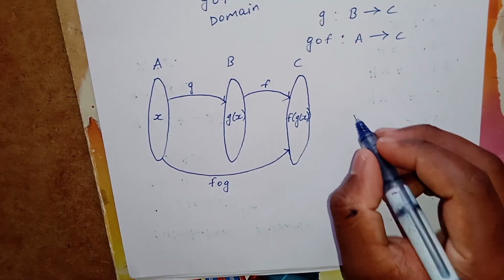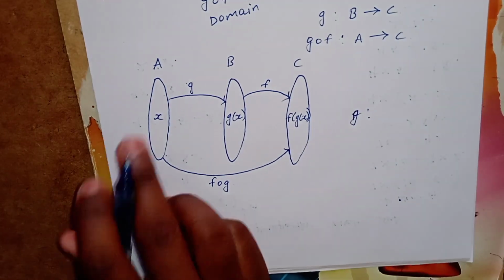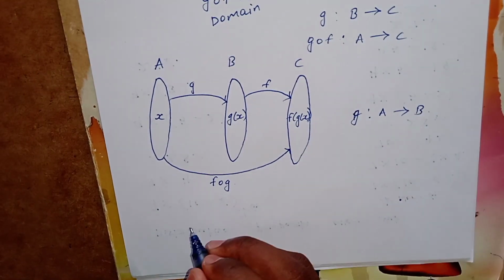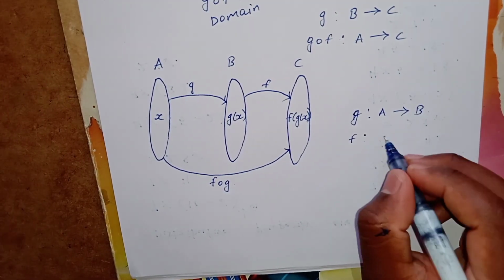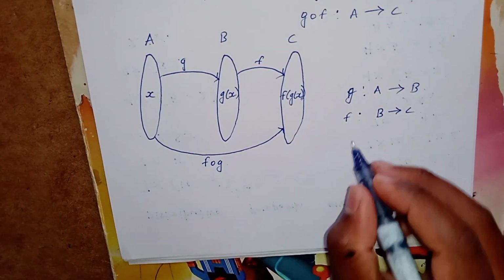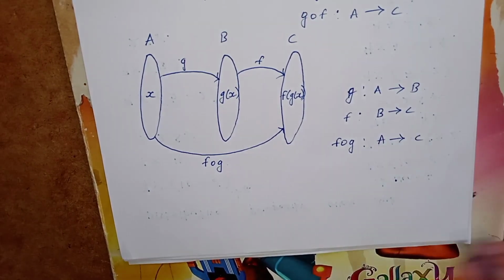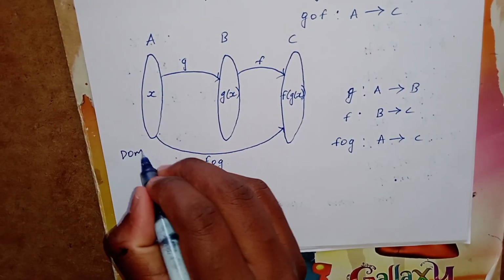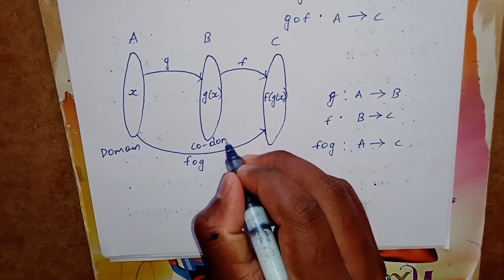Now here g, such that a related to b. Next f such that b related to c. Therefore here it is fog. For fog, a related to c. Here this is my domain, this is my codomain.